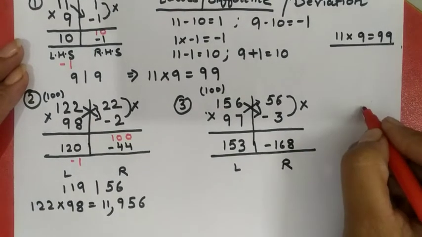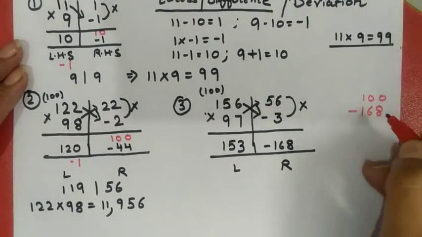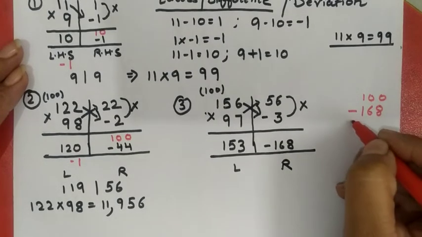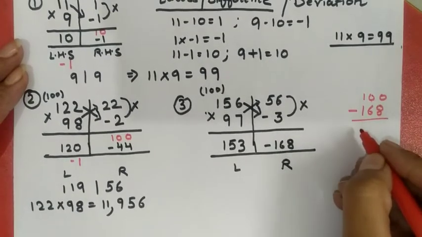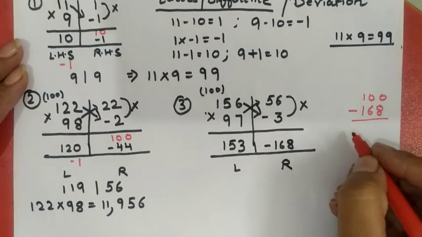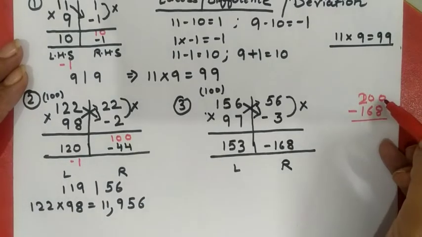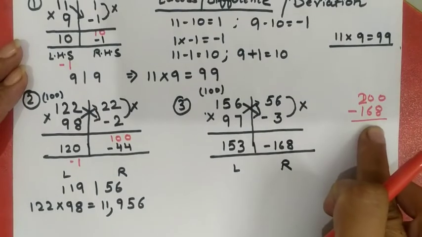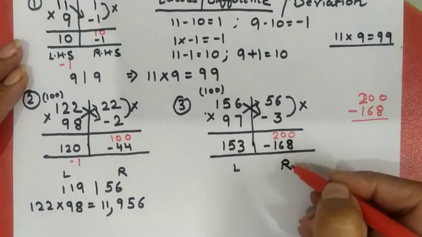Again you are getting a negative sign over here. So, 168. Take 100 from base and subtract from 168. If you subtract 100 from 168, in answer you will still get a negative sign. You know that, right? Because 100 is lesser than 168. So in answer I am still getting a negative sign. So what we will do? We will take another 100 from base and make it 200. Now, if we subtract 200 from 168, we will be getting a positive sign.